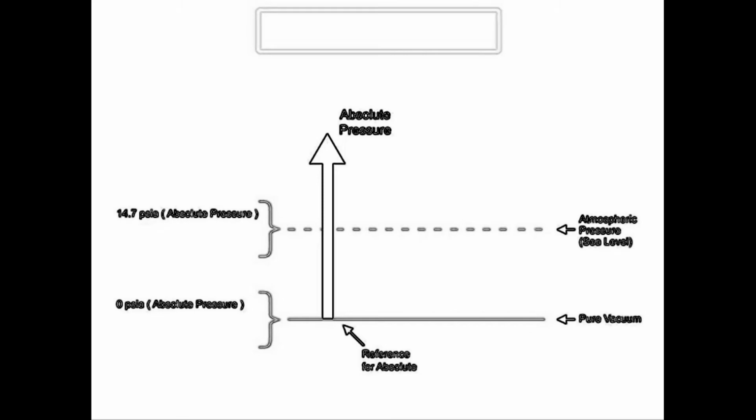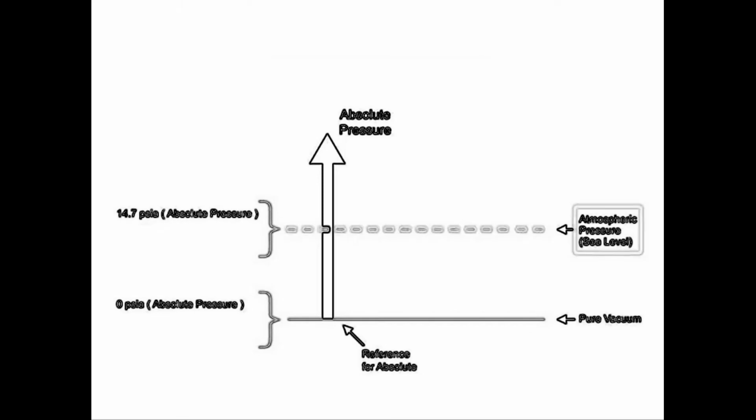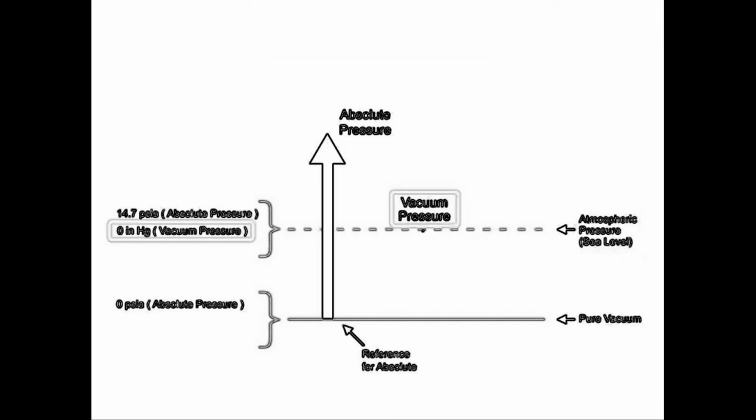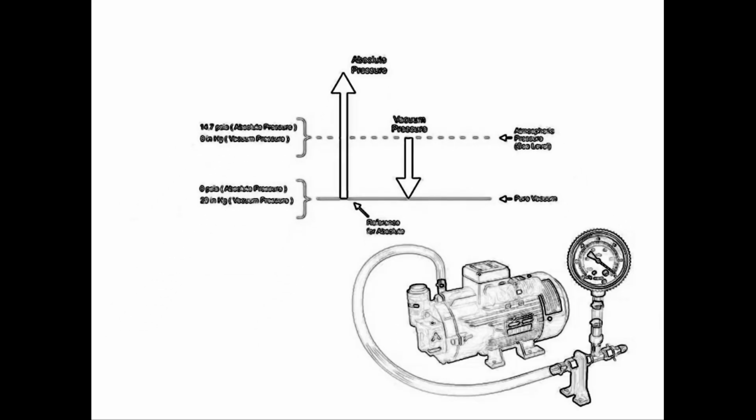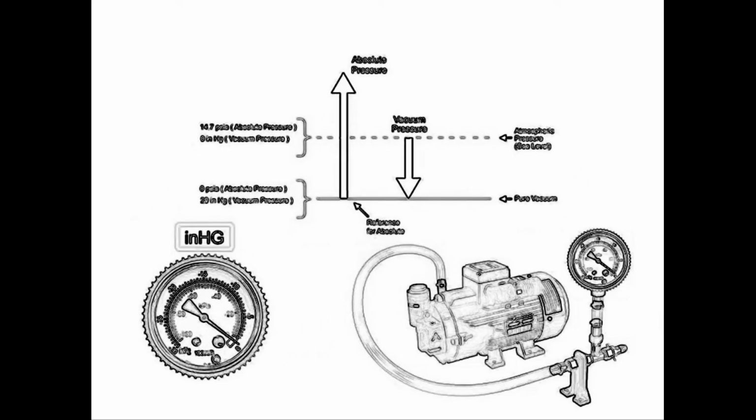For vacuum pressure, the scale begins at atmospheric pressure at sea level as the reference and ends at complete absence of pressure, or pure vacuum. The unit of measurement for vacuum is inches of mercury. At sea level, the measurement scale indicates 0 inches of mercury. And at pure vacuum, the measurement scale indicates 29.92 inches of mercury.